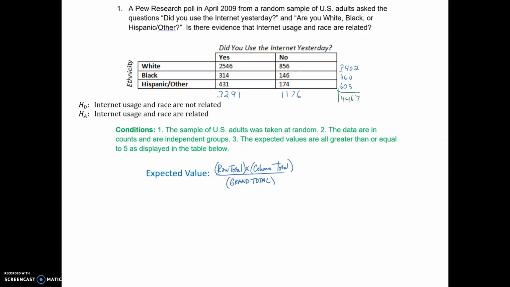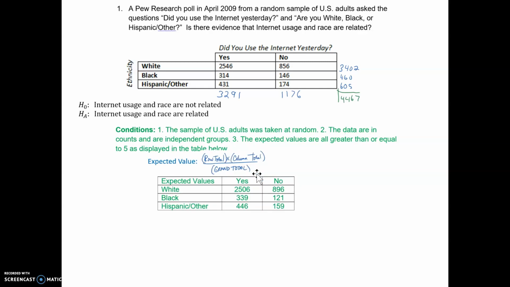I added those up. And now we're going to use this formula here to find the expected value. We're going to put the expected values in a table. And there's our table. We have the expected value. So take a moment to check, make sure you know how we're getting those. Row total times column total divided by grand total, the grand total being 4,467, of course. All right, here we go.